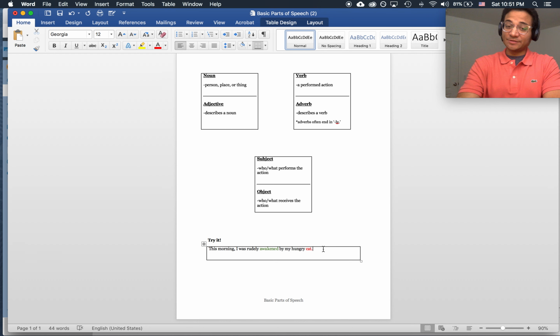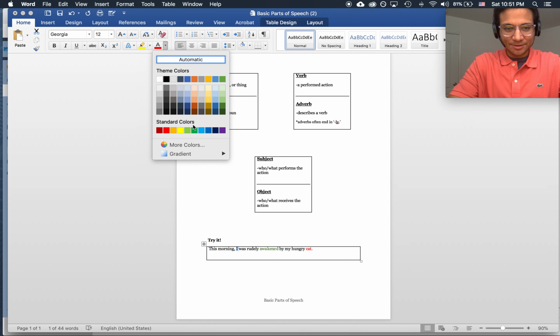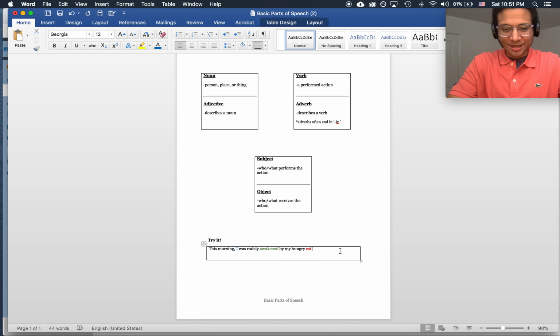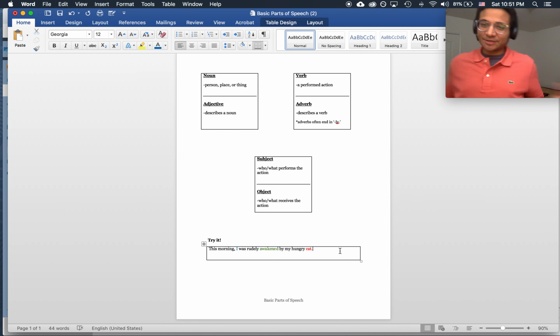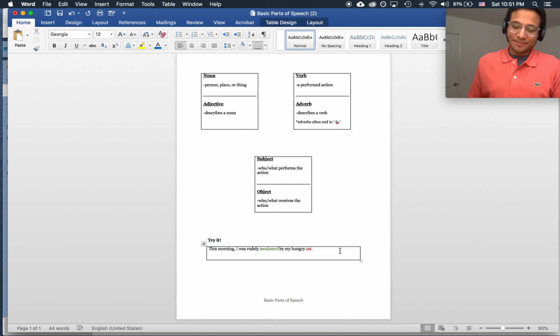The object, who or what receives the action. In this case, who is being woken up by the rude cat? Here we go. I, right? The pronoun. Well, let's go ahead and make it, I don't know, blue. Why not blue? So there you have it, folks. Subject performs the action. Object receives the action. When I say action, that's verb. The verb or action here is awakened. Who does the waking up? Subject, in this case, is the cat. Who's receiving the waking up? The pronoun I.